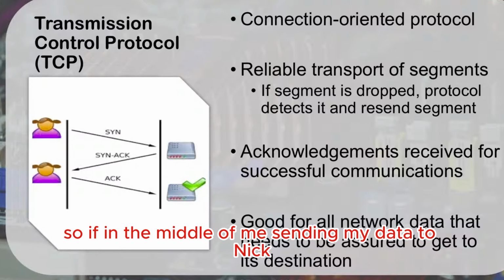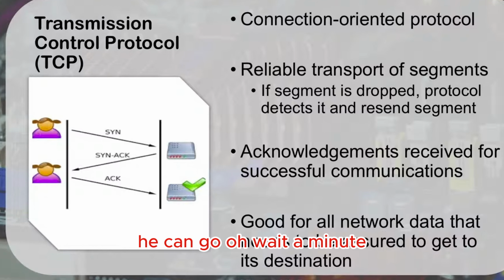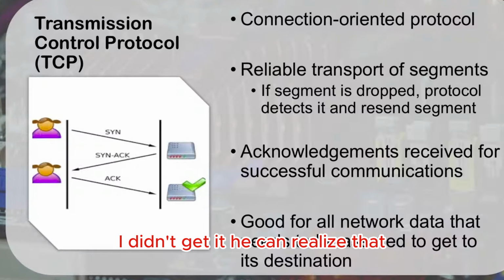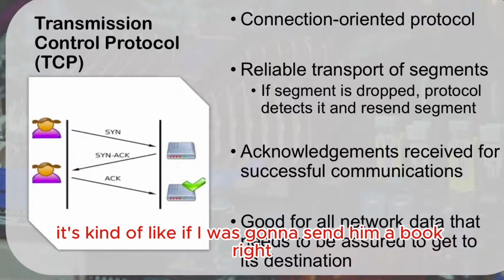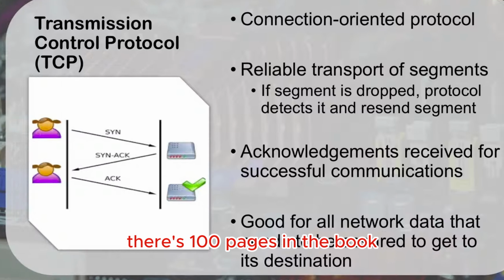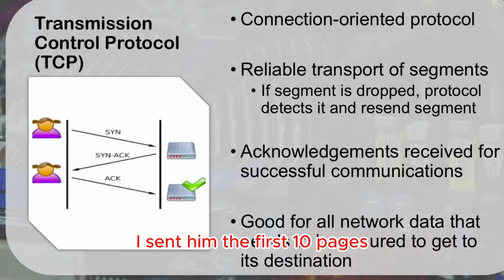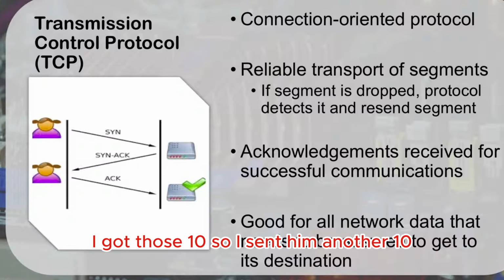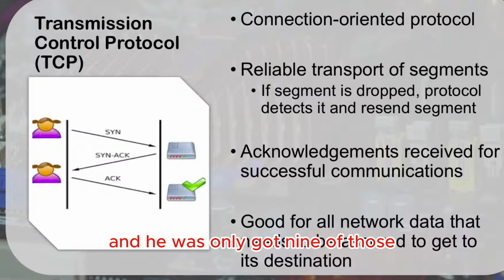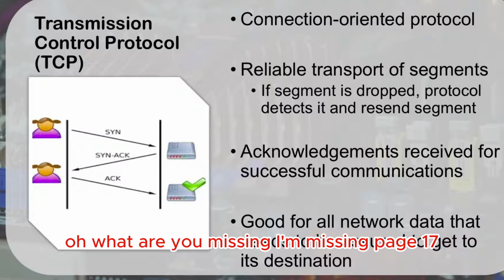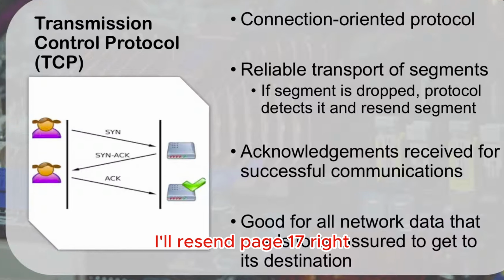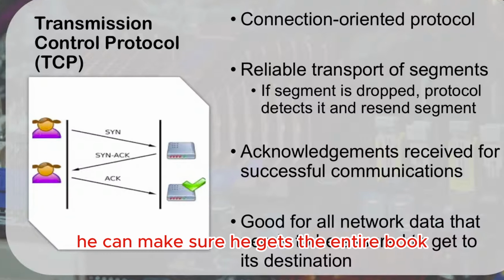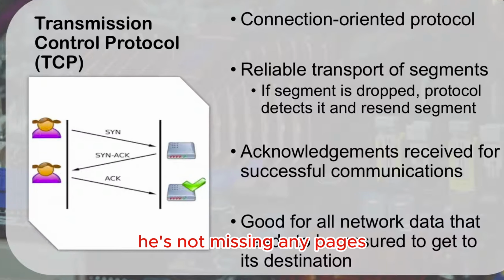So if in the middle of me sending my data to Nick, he can go, oh, wait a minute, I didn't get it. He can realize that. It's kind of like if I was going to send him a book, right? There's 100 pages in the book. Each book page has a number. And when I send it to him, I send him the first 10 pages. I go, did you get those 10? He goes, yeah, I got those 10. So I send him another 10. And he goes, oh, I only got 9 of those. Oh, what are you missing? I'm missing page 17. I'll resend page 17, right? And so that way he can make sure he gets the entire book. He's not missing any pages.